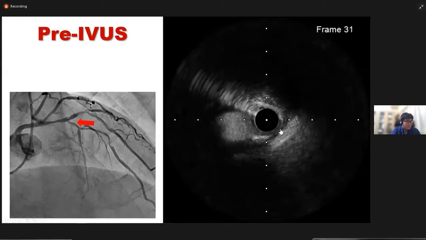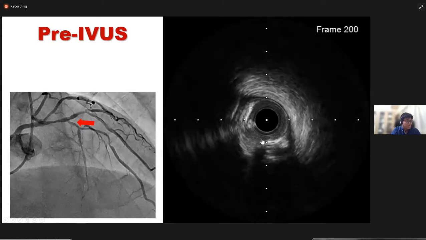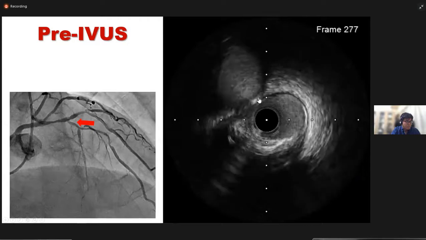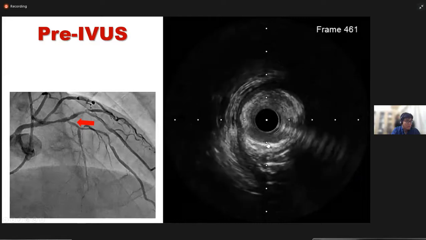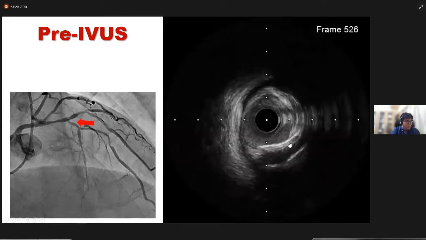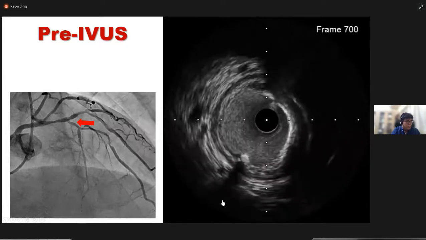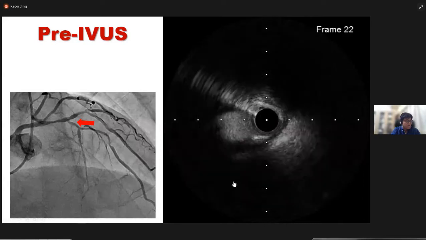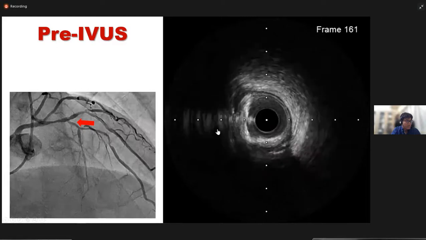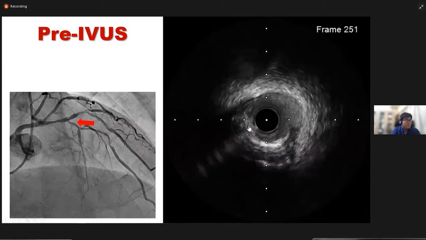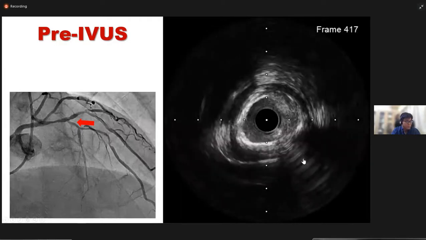This is the IVUS pullback from the septal branch. This is the diagonal branch, and you can see the superficial calcium, from the proximal to the distal. This is the circumflex. Once again, this is a septal branch, this one. And you can see the eccentric superficial calcium at the opposite side of the side branch.